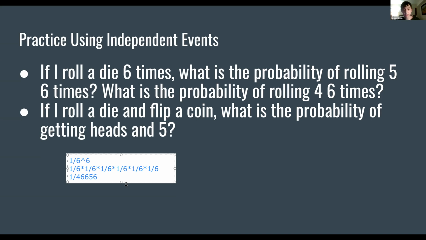So the probability of rolling a 5 on a die is 1/6. The probability of getting a heads on a coin is 1/2. So we can multiply these together because these are independent events, and we will get 1/12.